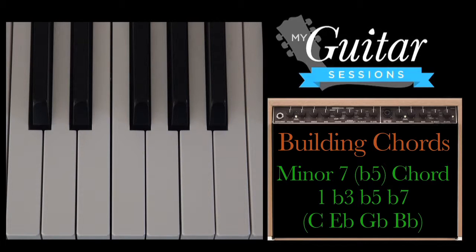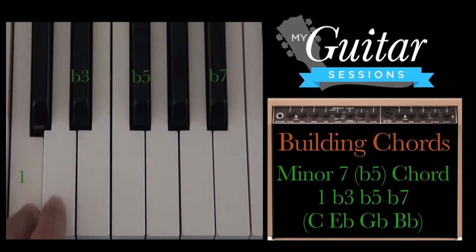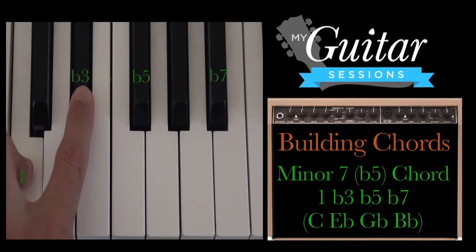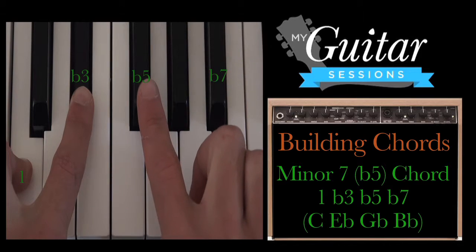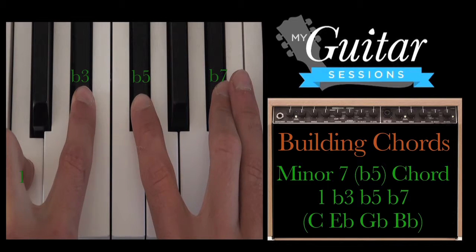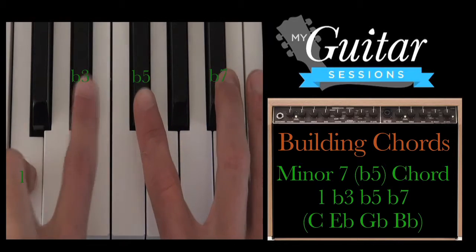which is a minor 7 flat 5. Now, all a minor 7 flat 5 is, is 1, flat 3, flat 5, flat 7. It's our minor 7 chord with, of course, a flat 5. So we have C as our 1, 2, flat 3 here on E flat. G was our normal 5. We're going to lower that a half step to G flat, and then we keep our flat 7, which is B flat here. So that's a minor 7 flat 5 chord.